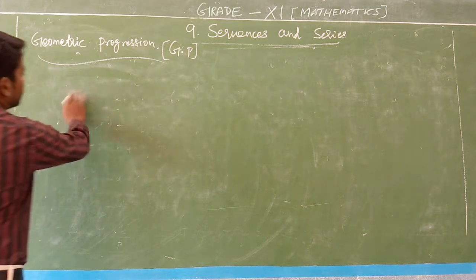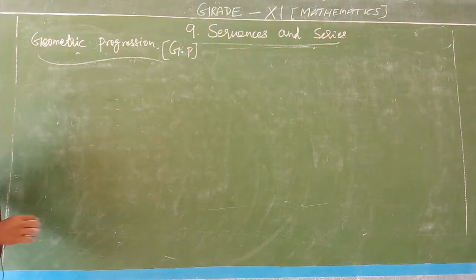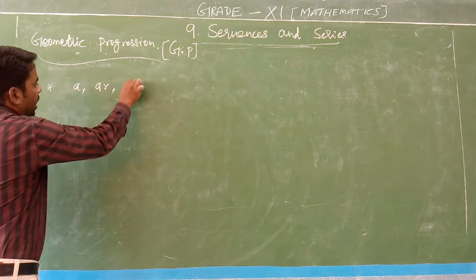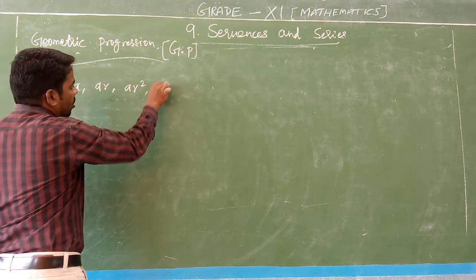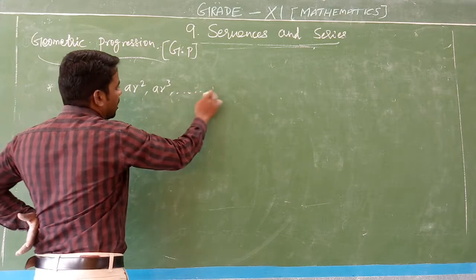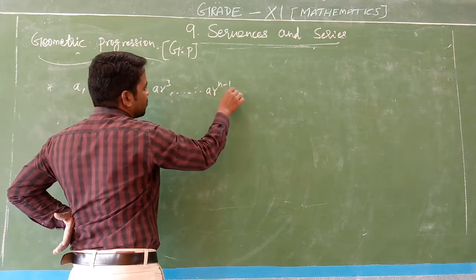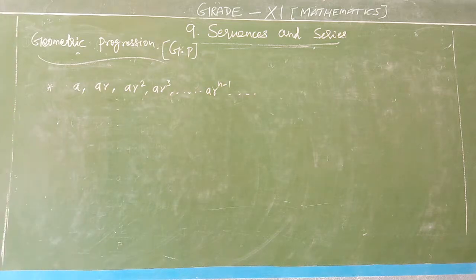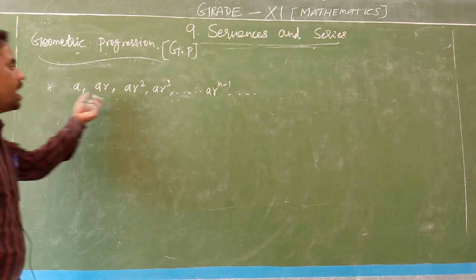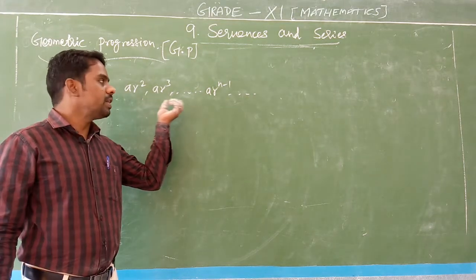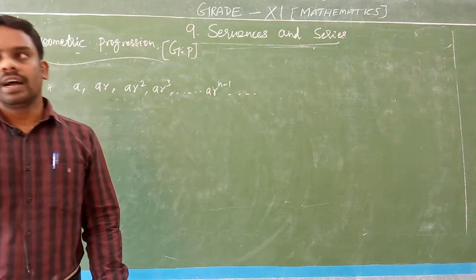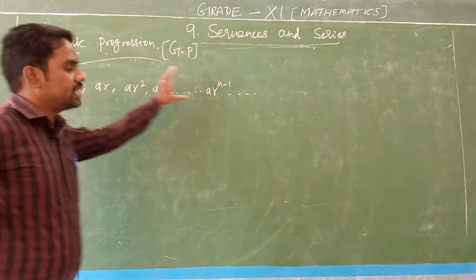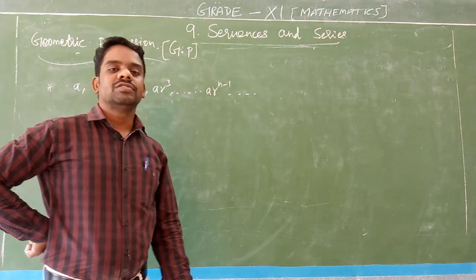The general term of a geometric progression, that is a geometric sequence: a, ar, ar squared, ar cubed, and so on, ar power n minus 1, and so on. This is a geometric sequence. This is an infinite geometric sequence.